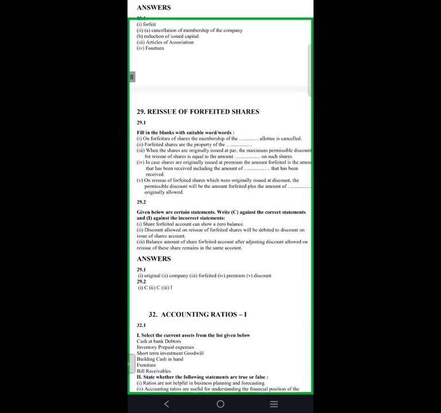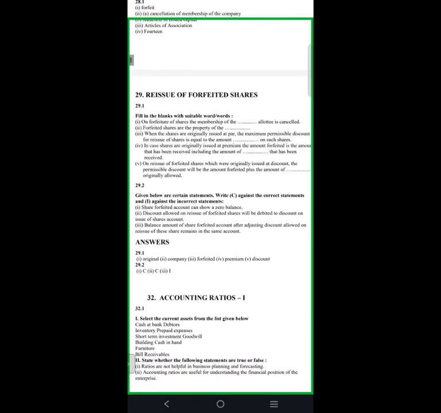Next, reissue of forfeited shares. Fill in the blanks with the suitable word or words. On forfeiture of shares, the membership of the original allottee is cancelled. Forfeited shares are the property of the company.